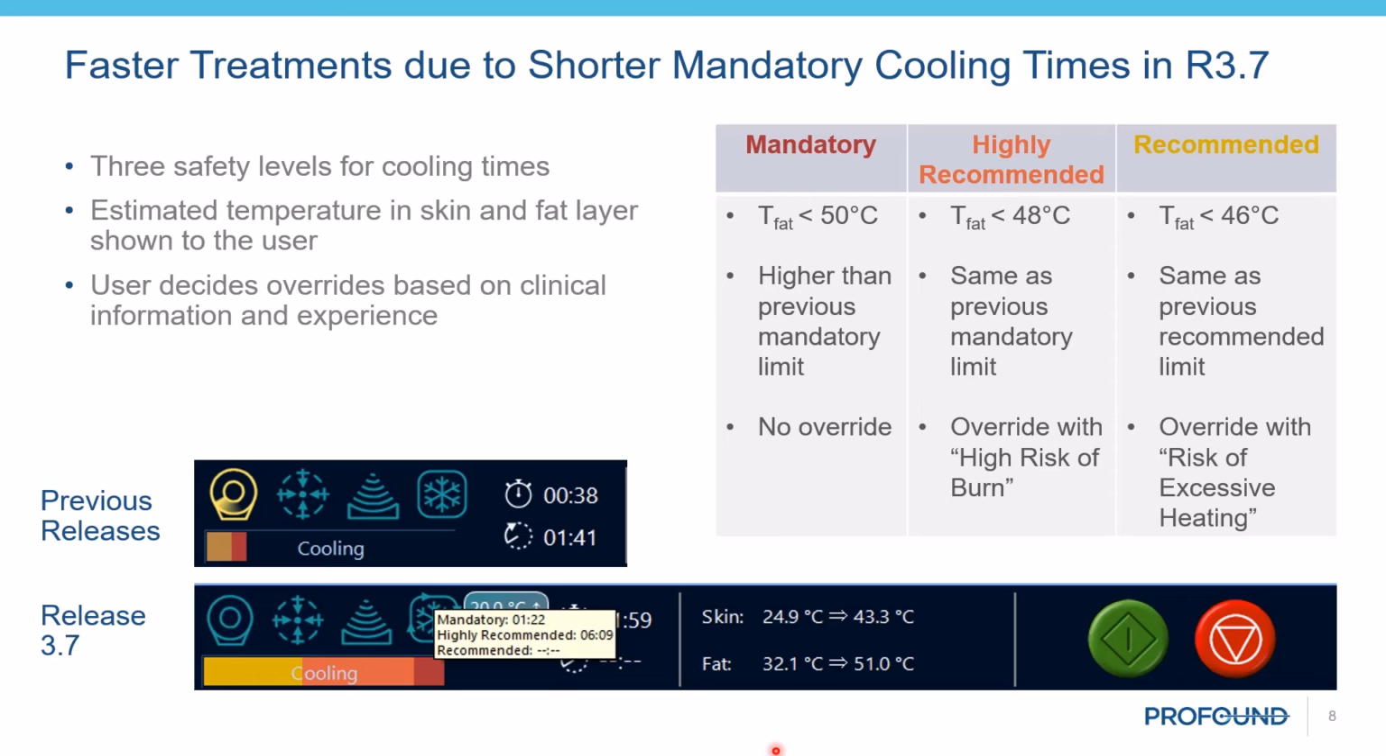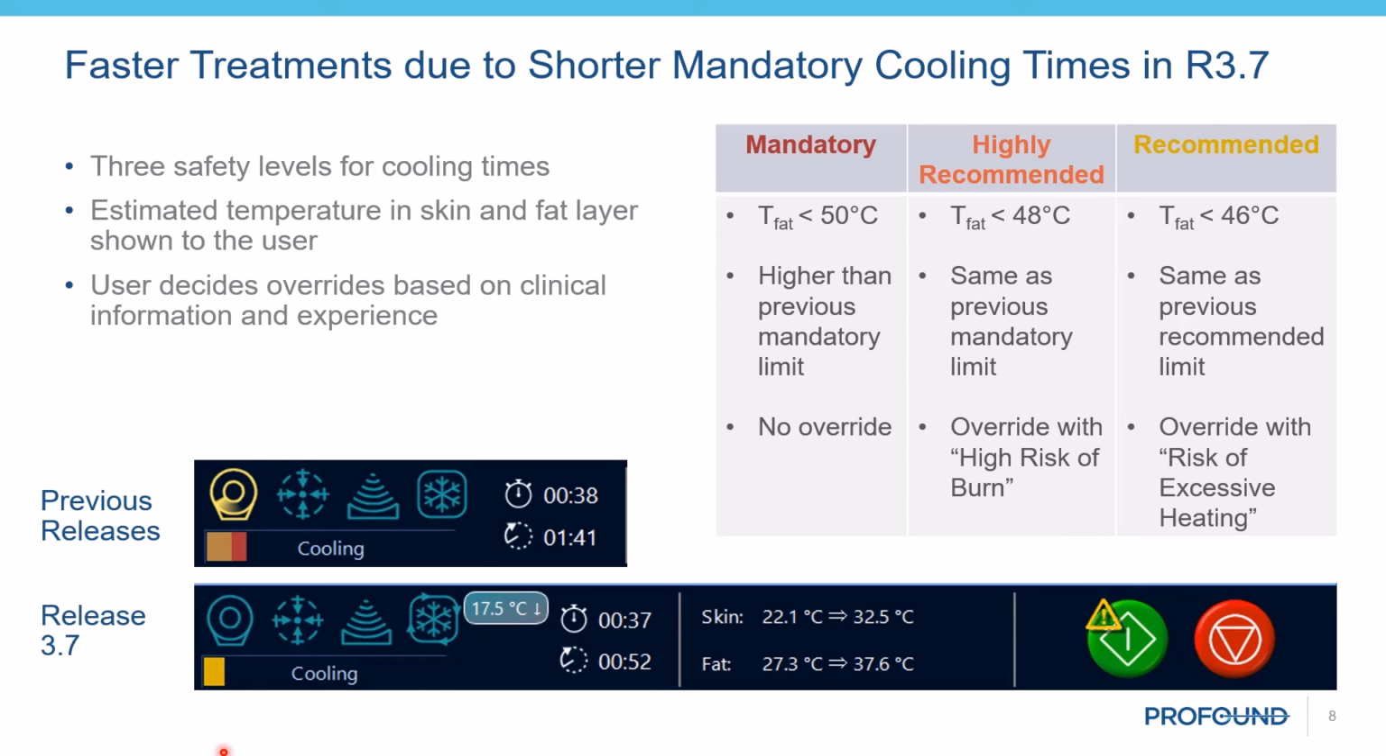In contrast to previous releases, the current estimated skin and fat temperature, as well as the estimated temperature after the next sonication, is shown to the user. This additional feedback can support the clinical decision making. After the mandatory cooling time has passed, there is a new, highly recommended safety limit. This corresponds to a maximum of 48 degrees Celsius in the fat layer and thus to the mandatory cooling time from previous releases. The highly recommended limit is depicted with the orange waiting bar, but it can be overridden by the user with a warning for high risk of burn. This is indicated by the orange warning sign on top of the sonication button.